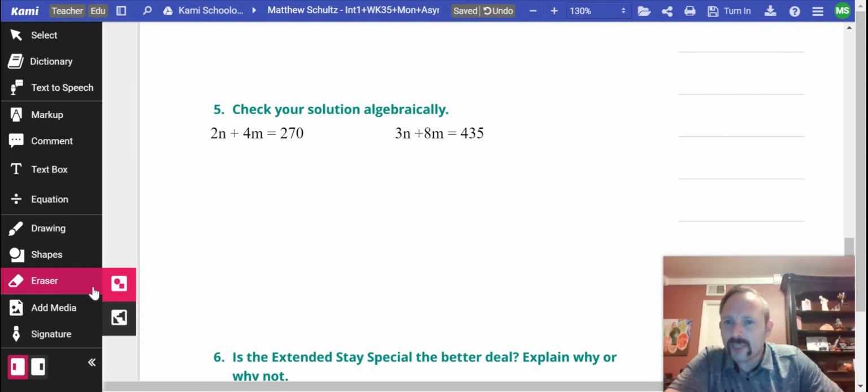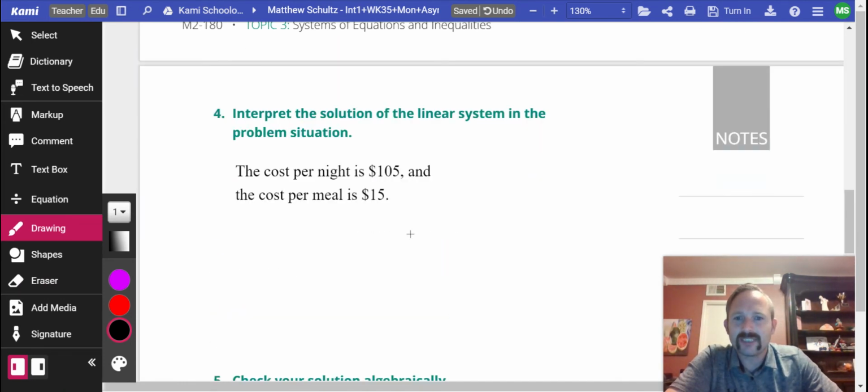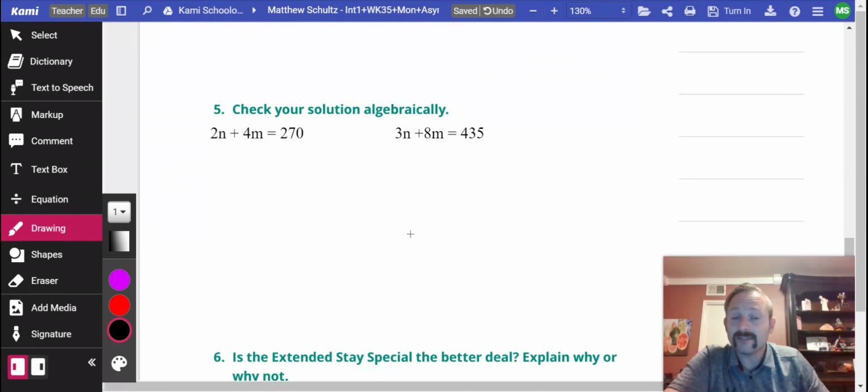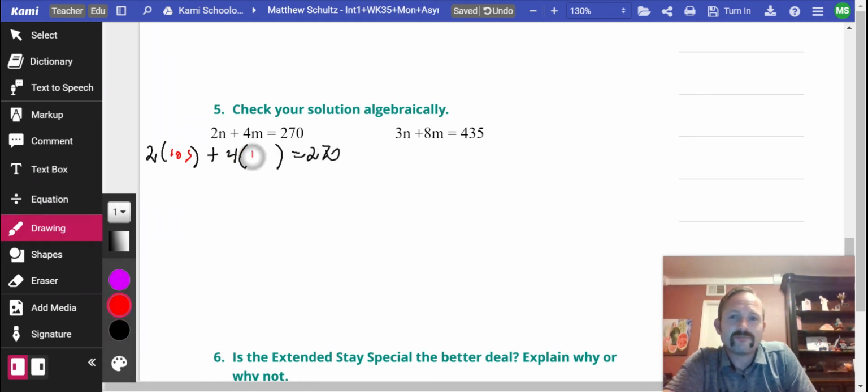So check solution algebraically. What does that mean? Well, that means plug your solution into each of these equations. So it's 105 for n and 15 for m. So we'll write this out. 2 times 105 plus 4 times 15 equals 270.